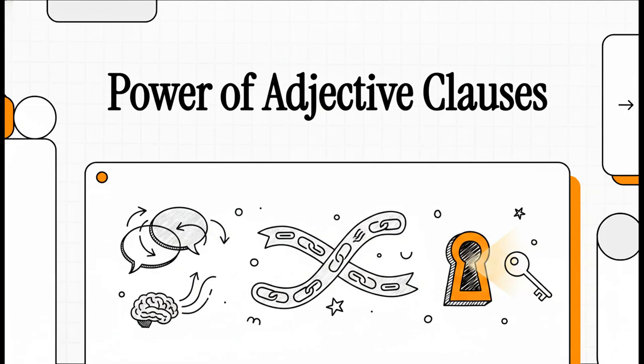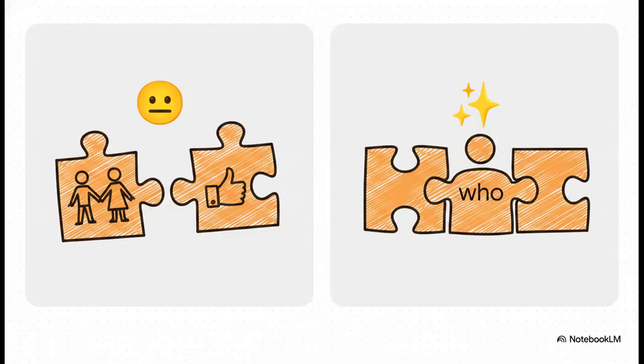Have you ever wanted your English to sound just a little more sophisticated, a little more fluent? Well, you're in the right place. Today, we're going to unlock a really simple grammar tool that does exactly that. It helps connect your ideas so your sentences just flow beautifully. Let's jump in. So take a look at these two examples.